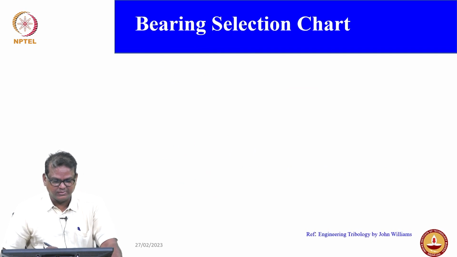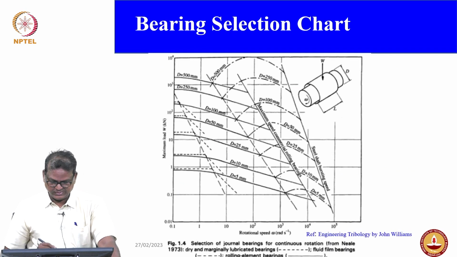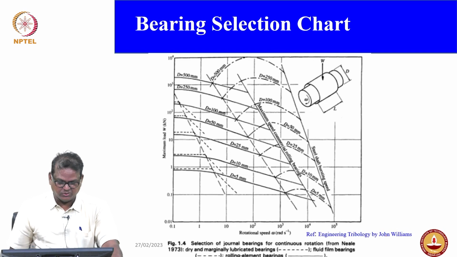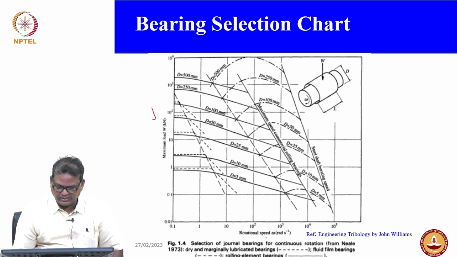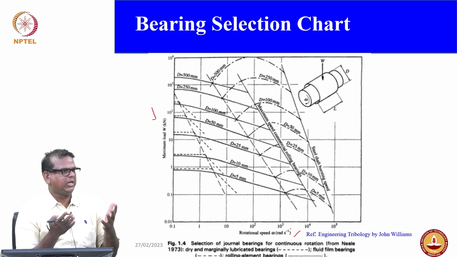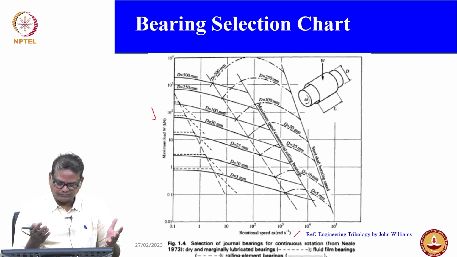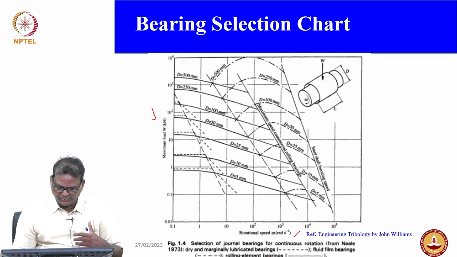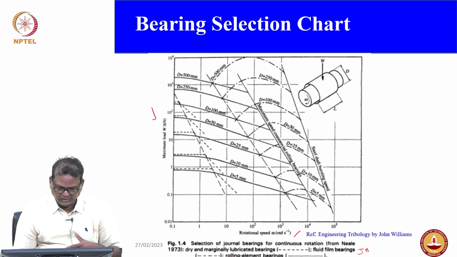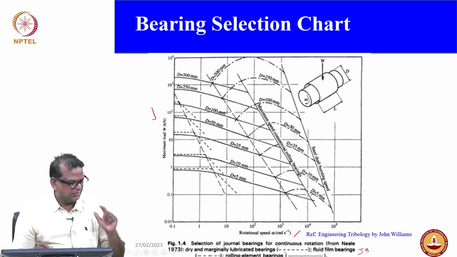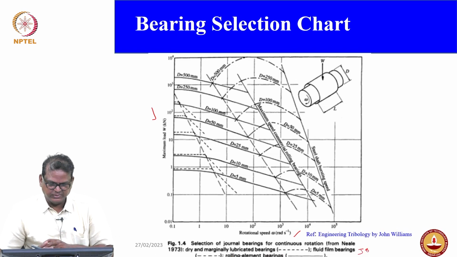This is the bearing selection chart, taken from Engineering Tribology by John Williams. It depends on two factors, your load carrying capacity and the speed, and based on that, what type of bearing you should use. So you can have dry or marginally lubricated bearings, and fluid film bearings, nothing but journal bearings, you can say JB, and the rolling element bearings, which are your normal rolling element bearings.